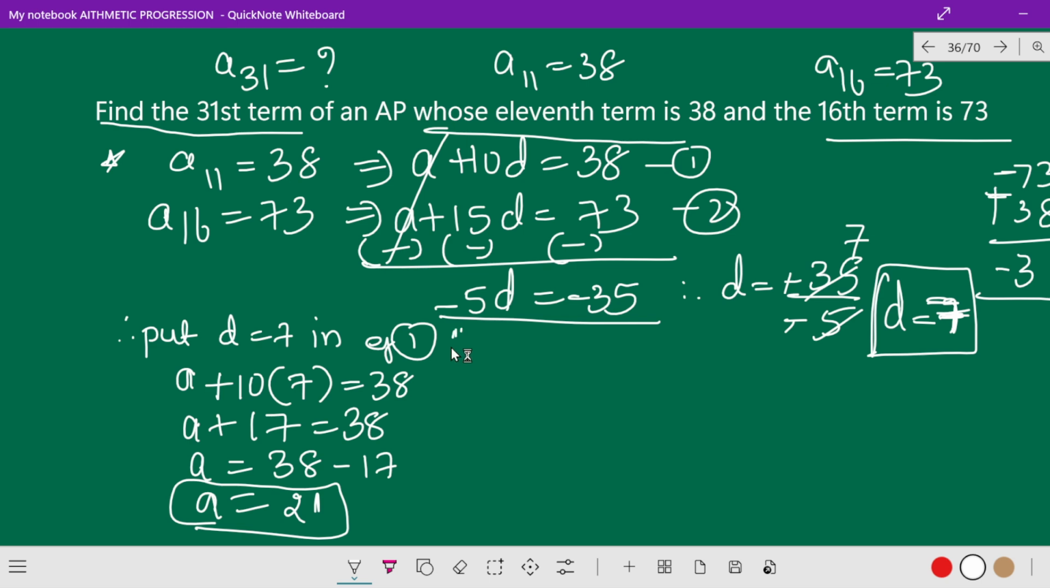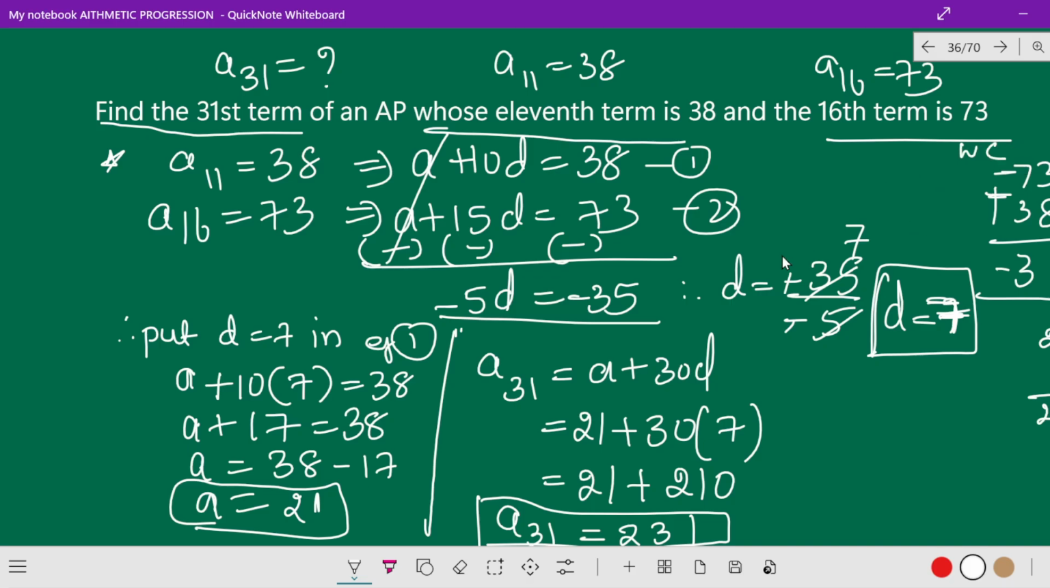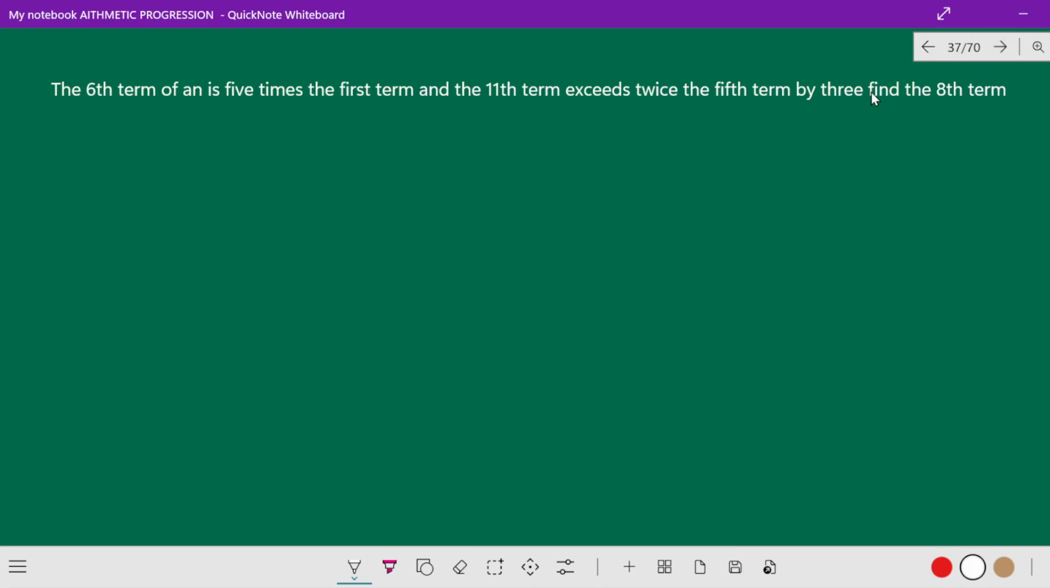So now we got the first term and we got the difference. To find A31 we need A and D. A31 is equal to A plus 30D. So what is the A value? 21 plus 30 times 7. So this is 21 plus 210. We'll get 210 plus 21, the answer is 231. Try to do the working in simple steps in the working column so that you will not go wrong in the examination. So this is the next question.